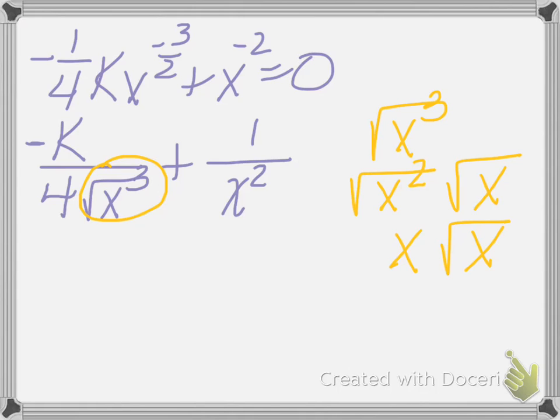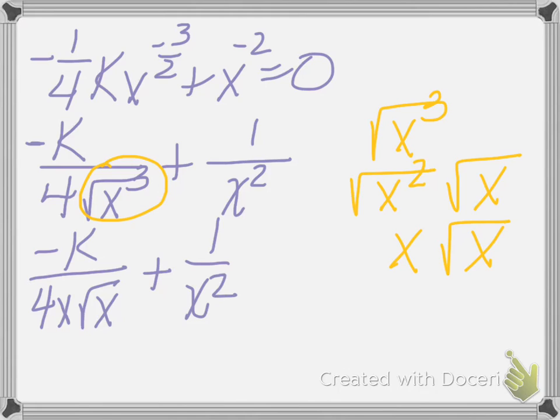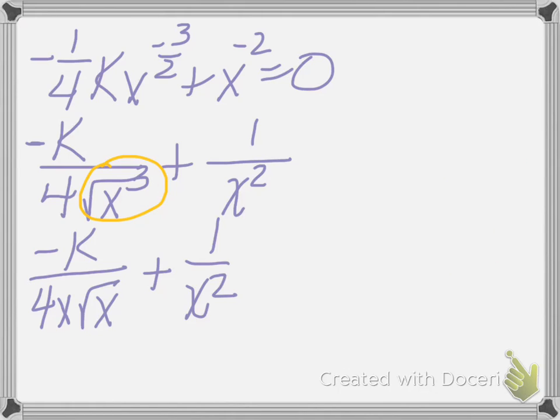Okay, so let's go back and simplify that. So you're going to have negative k over 4x radical x plus 1 over x squared. Okay, and these are all equal to 0. Okay, so I'm going to show you what I did. Don't bother copying this because it's wrong, but it's really important for you to see why it's so wrong. So the first thing I did was I brought that negative k term over to the other side so everything's positive, and I ended up with this.